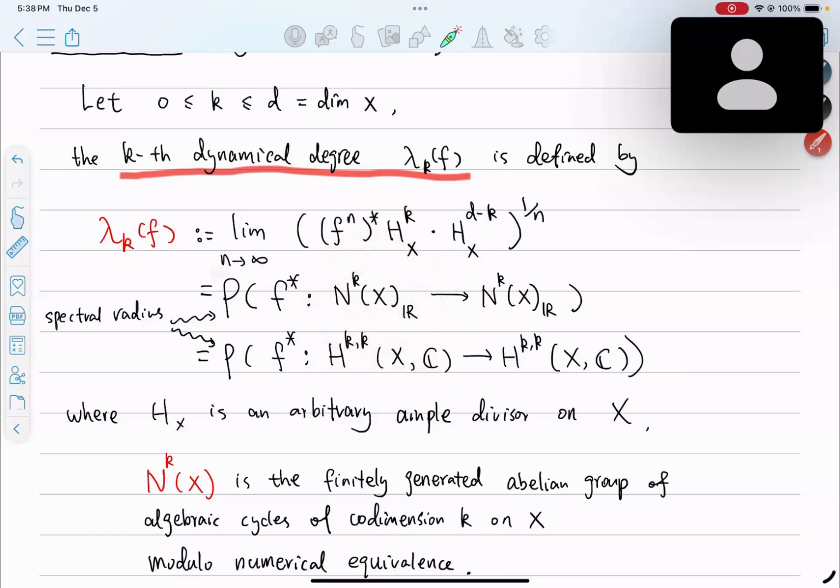Equal to the limit of the nth root of a certain intersection number. This intersection number means that you choose an arbitrary ample divisor H_X on X, and then you look at the pullback of this iteration f^n on H_X to the power k, so this is an algebraic cycle, and then you multiply by the complementary degree algebraic cycle, H_X to the d minus k.